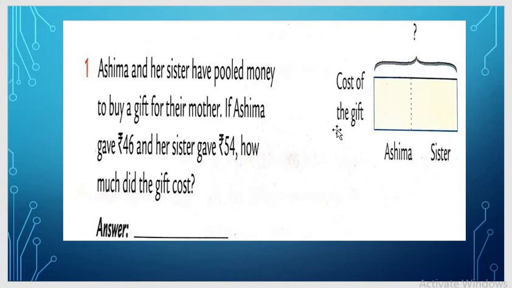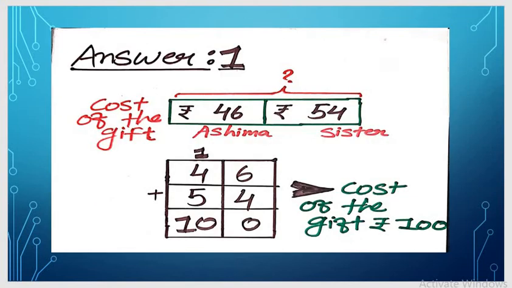So we find the total cost. Now let's check the answer, all students. So now the answer is what? Answer 1 is the cost of the gift. Ashima gave how many rupees? 46 rupees, and her sister gave 54 rupees.